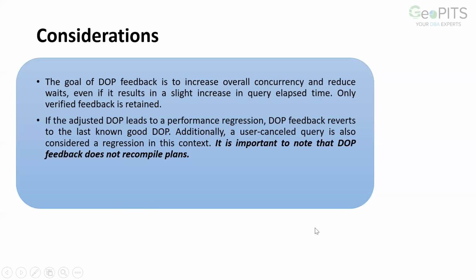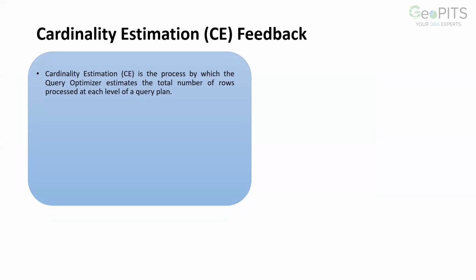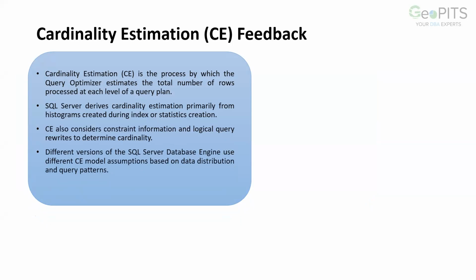Let me jump into another topic, which is cardinality estimation feedback. Cardinality estimation is the process where the query optimizer estimates the total number of rows processed at each level of the plan. The main thing is the SQL Server optimizer's estimation of the number of rows going to be returned versus the actual number of rows returned. For example, if you estimate 100 rows going to be returned, but 1 row is returned, it's not a good thing, actually it's bad.